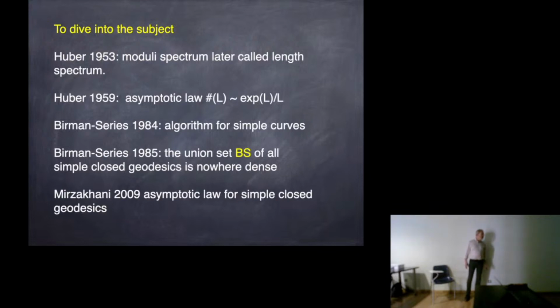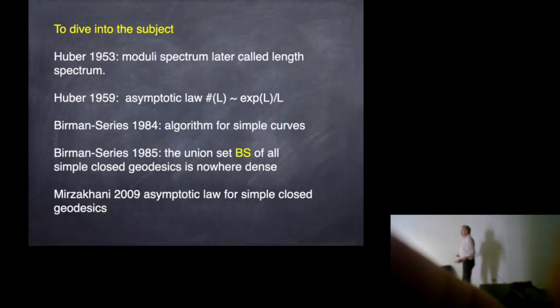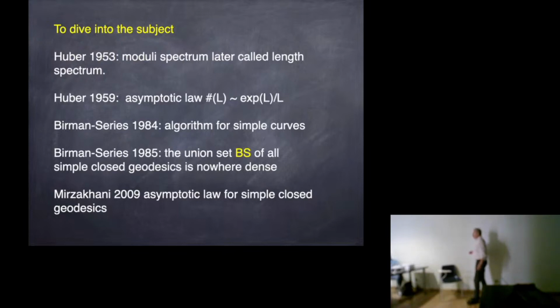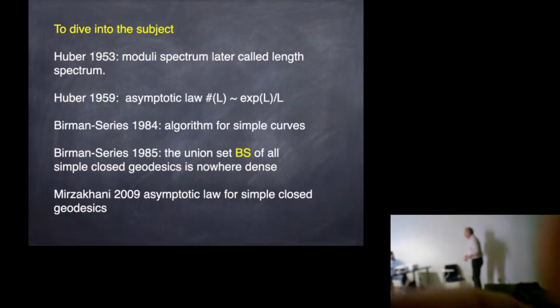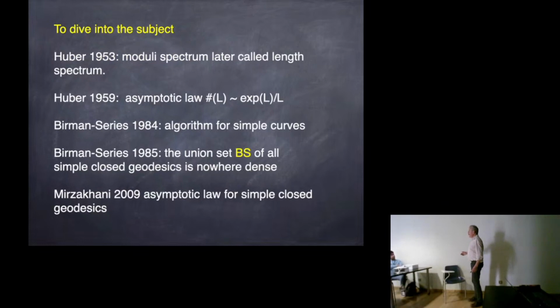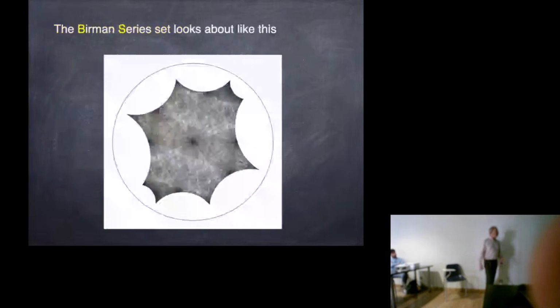Then I would also like to mention Mirzakhani, 2009, who attacked the question whether it's possible to get an asymptotic law for the simple geodesics. And that's a completely different matter. And I must say that I do not understand the first law, nor do I understand the second law. I can give a proof, and after having given the proof, I still have a feeling, okay, it's true, but I do not see it. So this is actually a little bit mysterious.